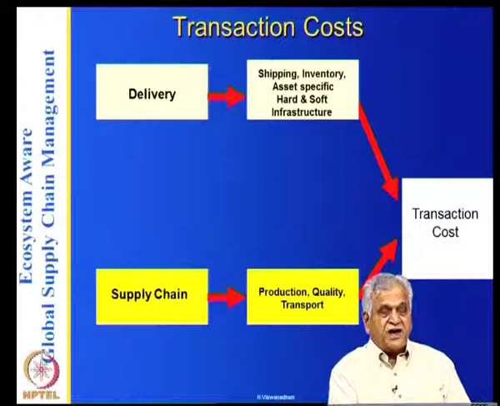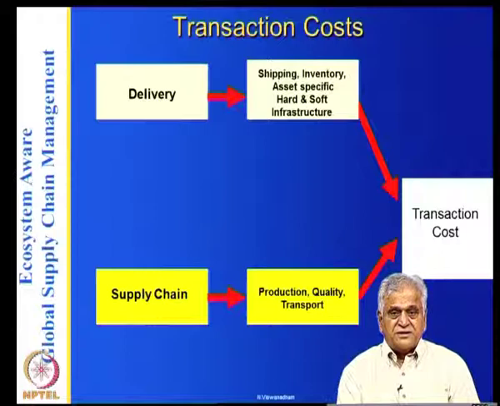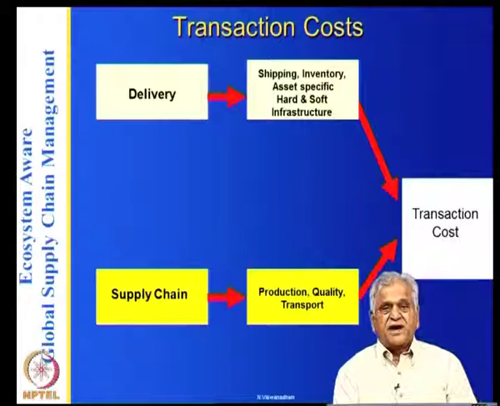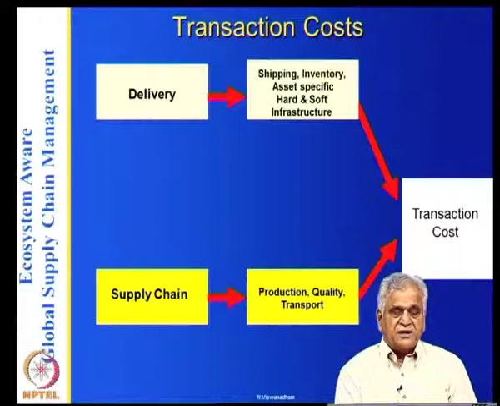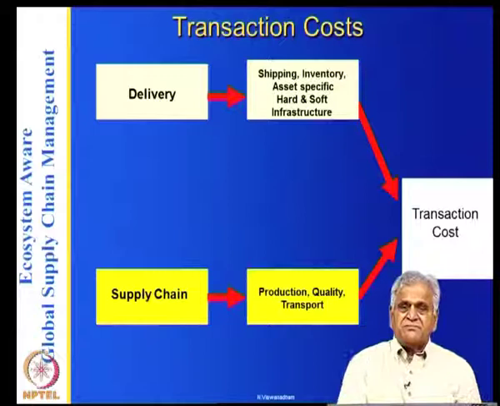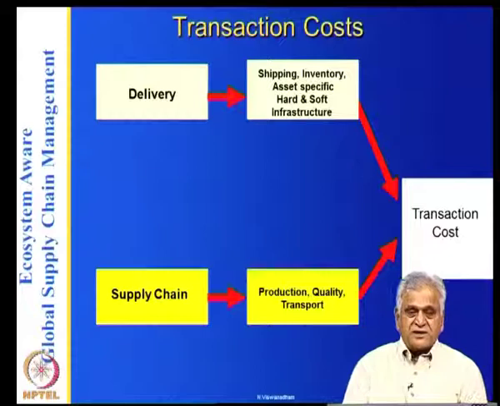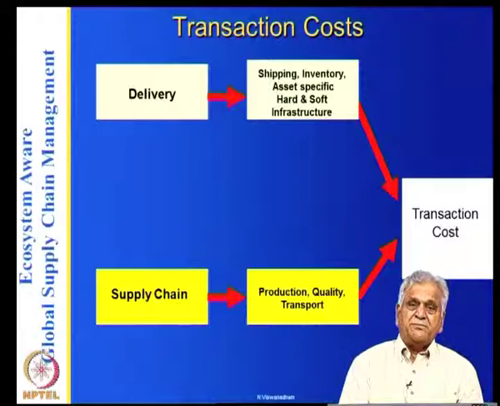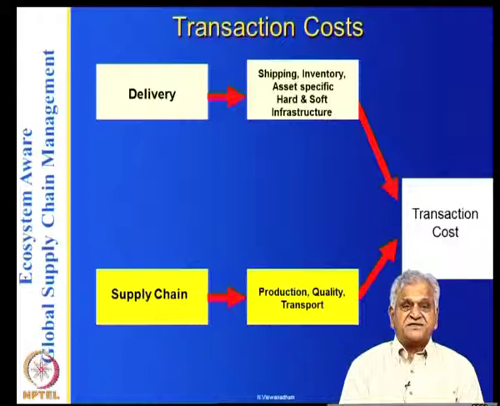If you are transporting a car, for example, you have to have a special truck for that, and the special truck has to come back empty after delivery of the car. Supposing in India, Maruti cars come from somewhere in Delhi to the south, then after delivery, these huge trucks which are used only for delivering cars have to go back empty. So that's where the delivery mechanisms become highly asset specific. And there is also the hard and soft infrastructure that is needed in the delivery mechanisms.